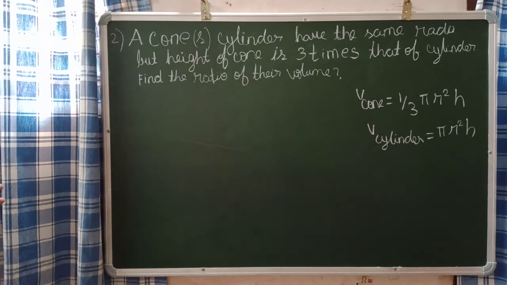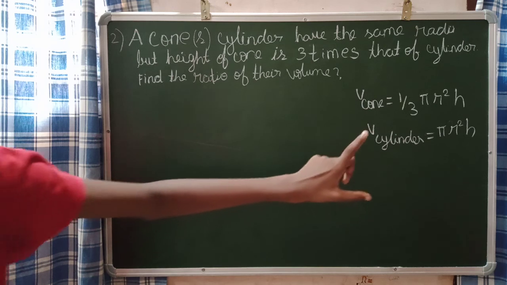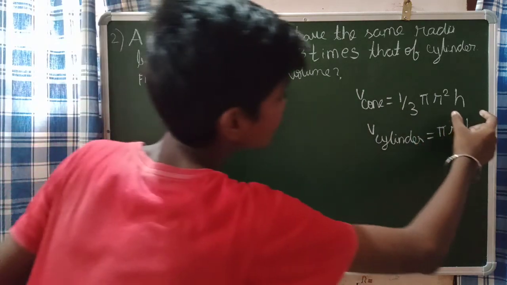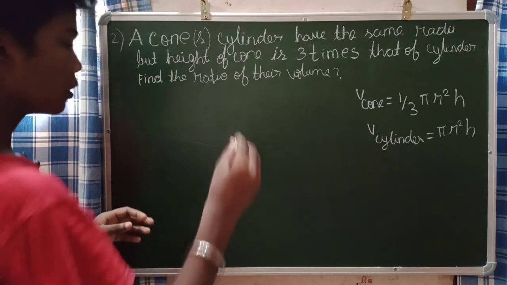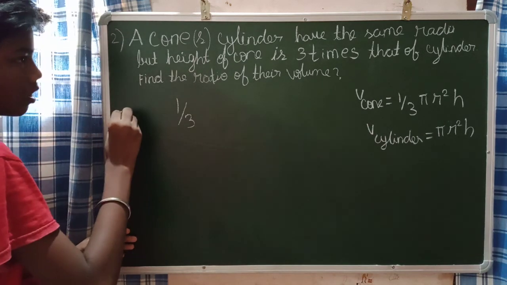Now they are saying that the radii are the same. That means the radius is the same. But they are saying that the height of the cone is 3 times that of the cylinder. That means this h is 3h. Okay. So then they are asking the ratio of their volumes. So it's a very easy one. Guys, I will write here.